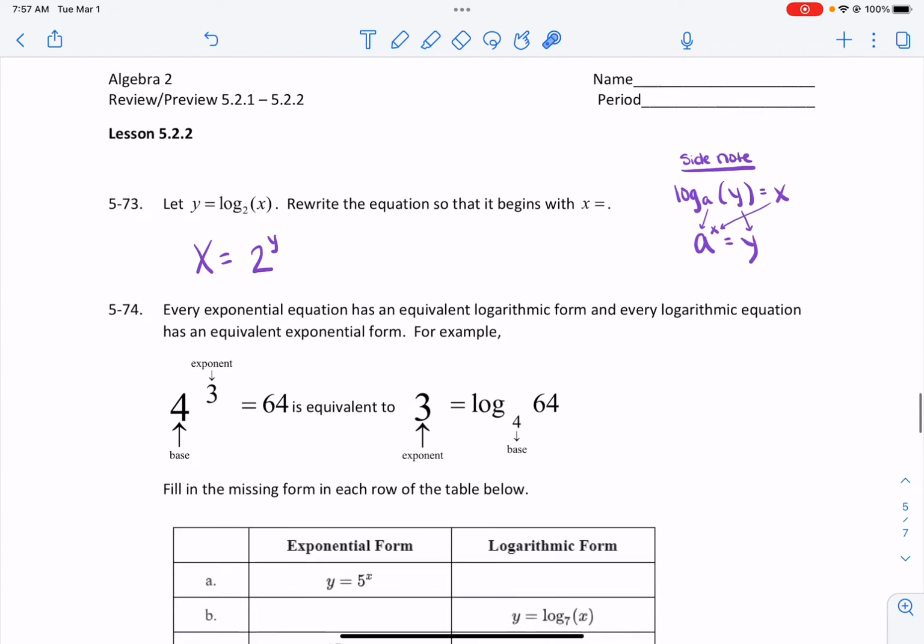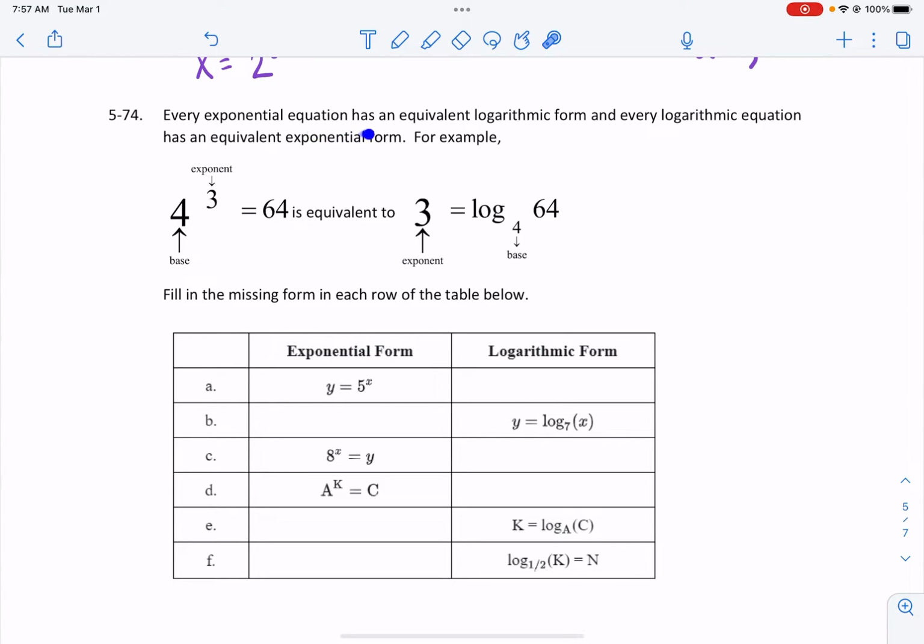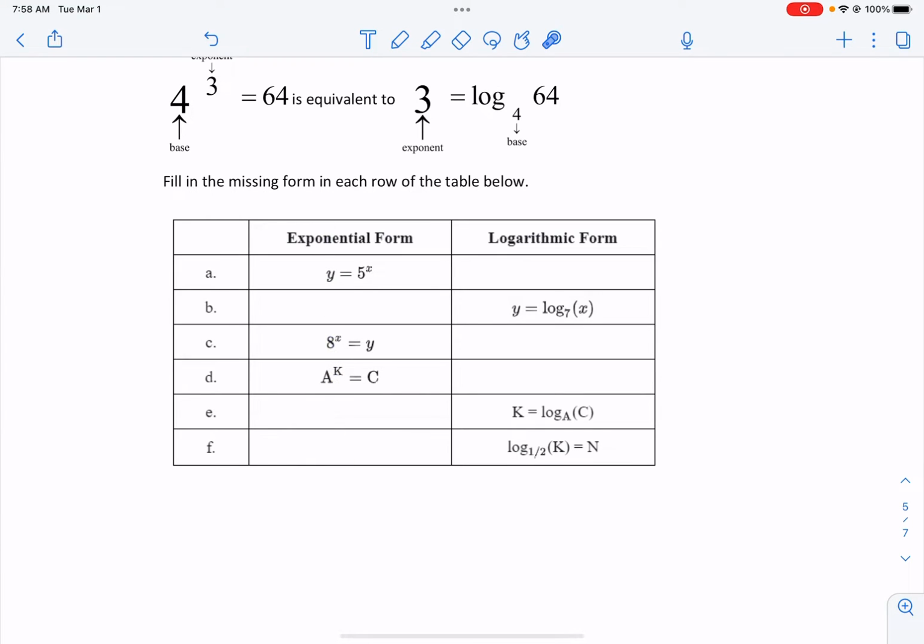Okay, so looking at 5-74, every exponential equation has an equivalent logarithmic form, and every logarithmic equation has an equivalent exponential form. So it shows us here how we'd rewrite them. If 4 is our base, and the exponent here is 3, that's equal to 64. That's the same thing as we'd put our exponent on the other side here, and then log base 4. Okay, so it shows you where everything is. So fill in the missing table is what it wants you to do here. So take a second, pause the video, and see if you can rearrange these so they're in the correct form, right? So you're going to go back and forth between exponential form and logarithmic form.